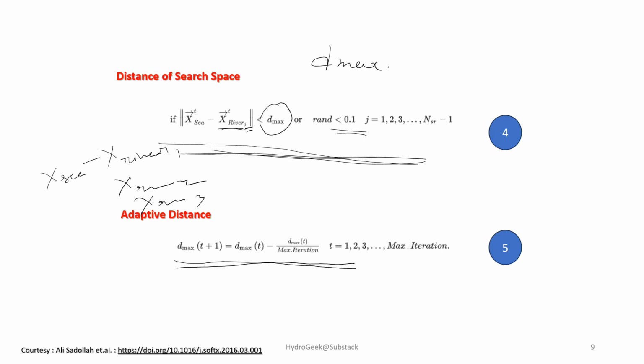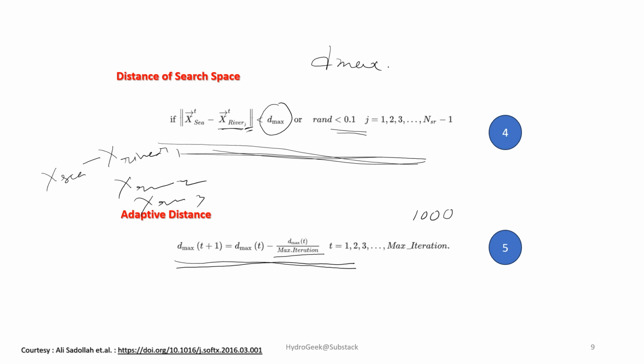So what is this? The new value of D is equal to Dmax t, that means Dmax of the current iteration, minus Dmax of the current iteration divided by the maximum number of iterations you are planning to conduct. So if you are planning to conduct 100, then accordingly it will change. If you are trying to conduct 1000, accordingly it will change. Note down, maximum iteration is in the denominator.